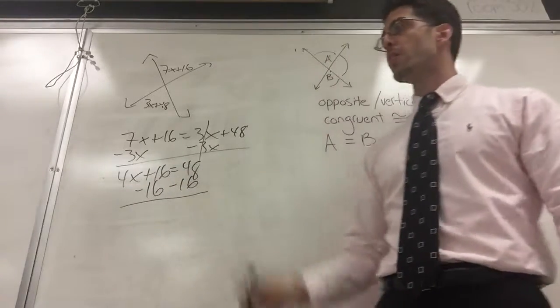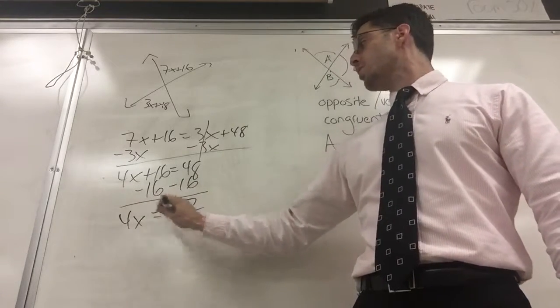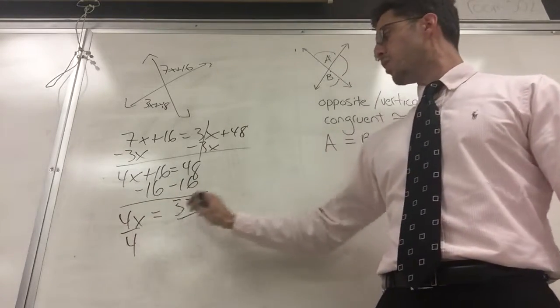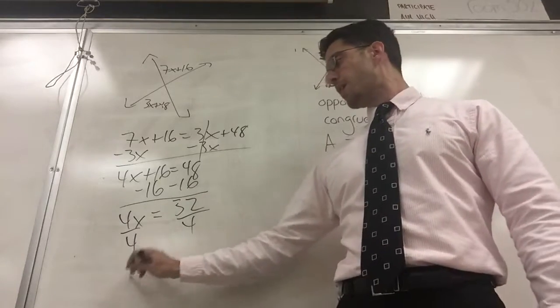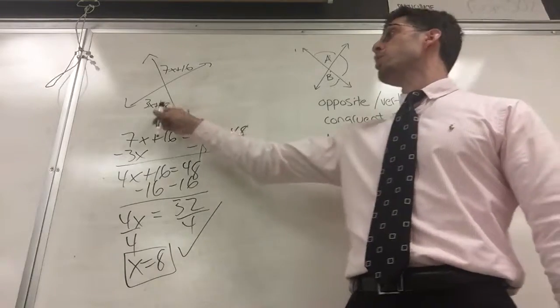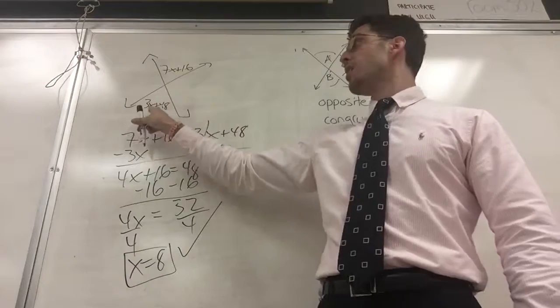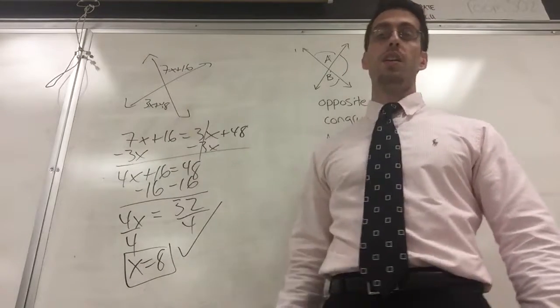Somebody get a calculator. What is that? 32. 4x equals 32. Divide by 4. And x equals 8. So if it says solve for x, you're done. If they want you to double check your work, plug in the 8 and make sure that you get the same value here and here.